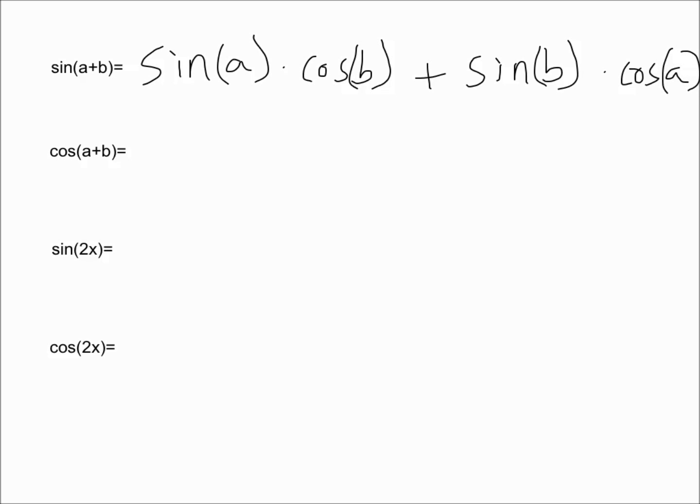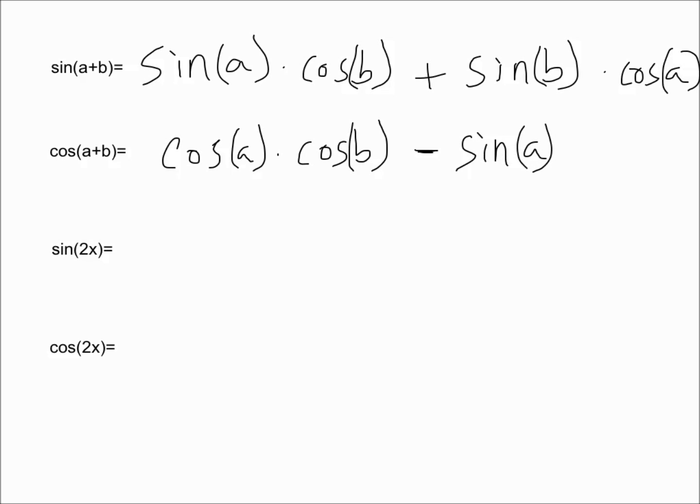For the case of the cosine of a plus b, it's grouped into functions. So first it would be the cosine of a times the cosine of b minus the sine of a times the sine of b. So a good way to remember the cosine of a plus b is to just group it into functions, and instead of a sum, it's a subtraction.